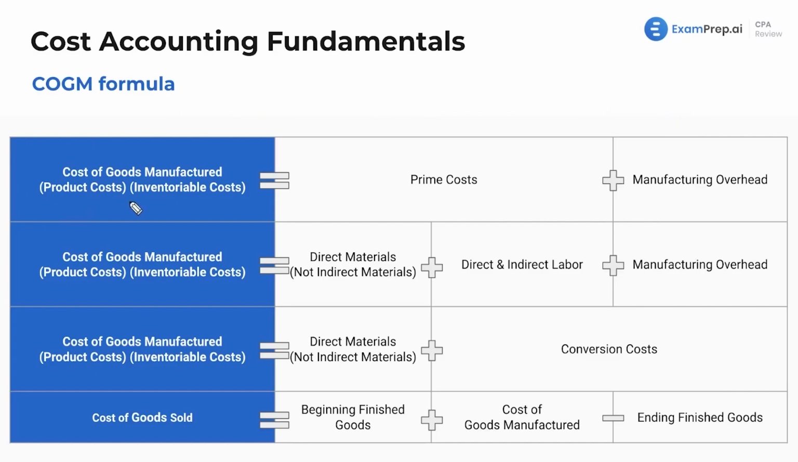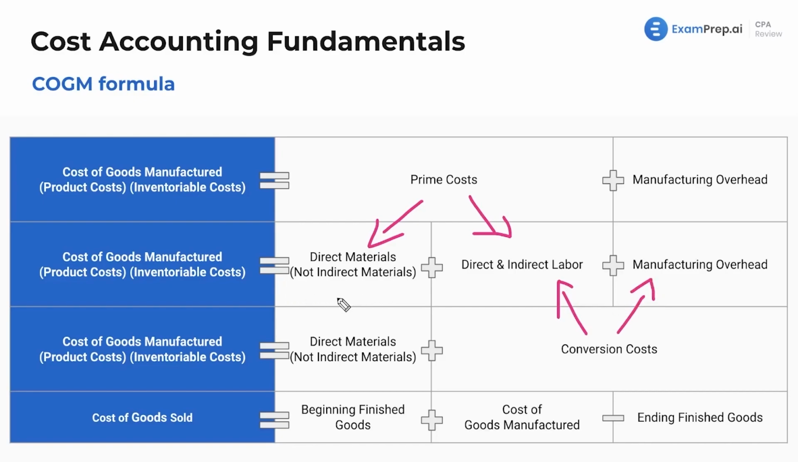Now here, cost of goods manufactured equals all of these. It's just broken out in different ways. Well, prime costs are, as we mentioned, direct materials and direct and indirect labor. As you can see, I specify not indirect materials. However, indirect labor is included. Definitely memorize these formulas. And then we have conversion costs. Well, conversion costs are composed of these two. The super logical chart here.